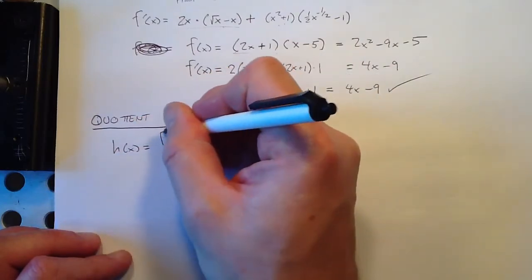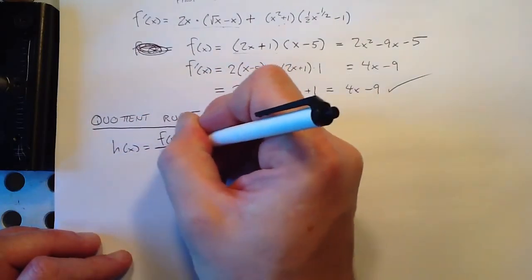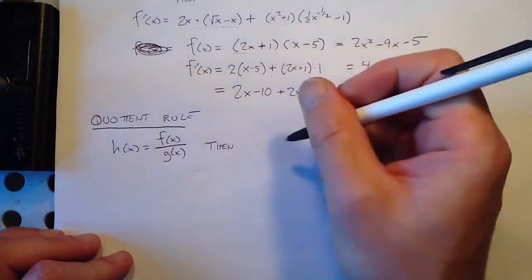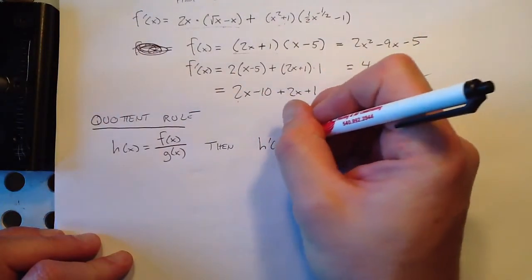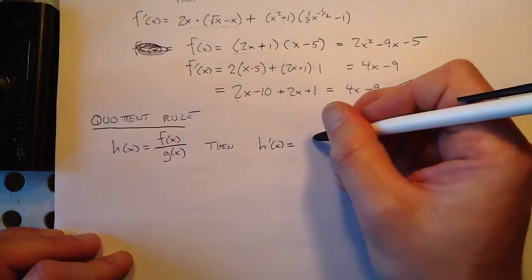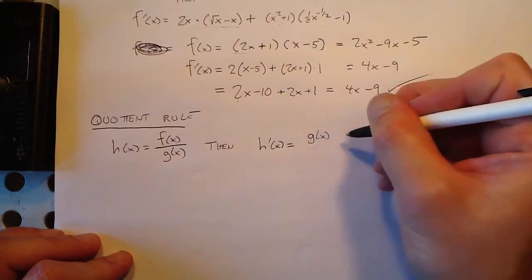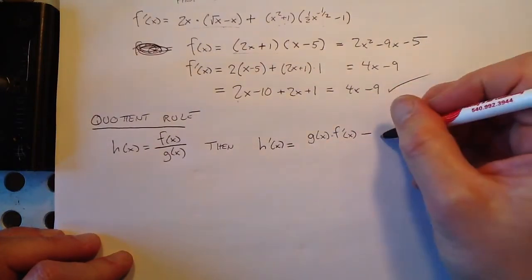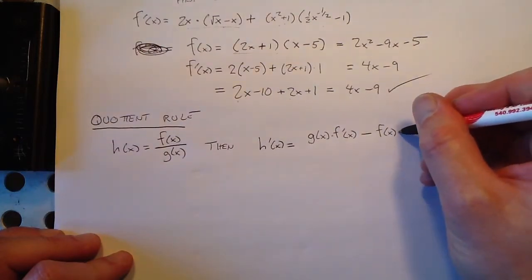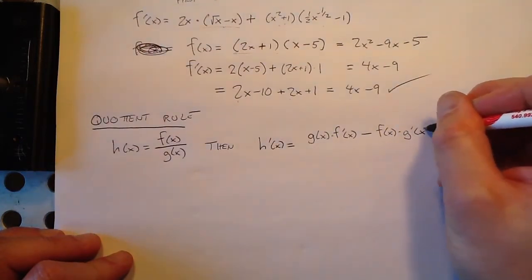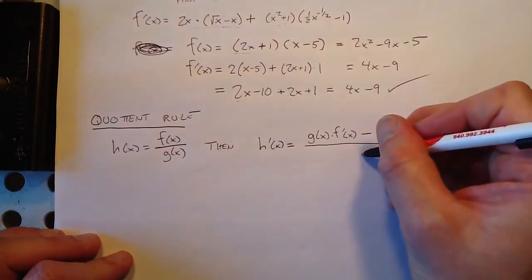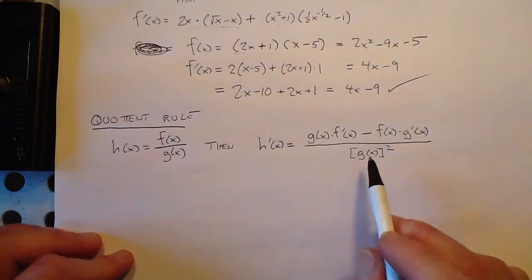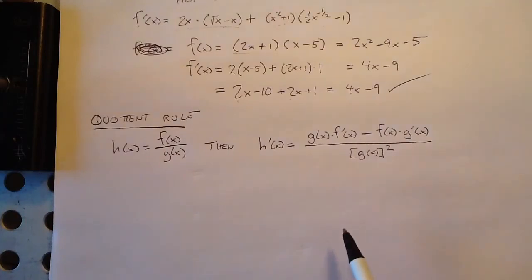So the quotient rule says this: if you have some function, I'm going to call it h of x again, that's equal to f of x over g of x, then the derivative, h prime of x, is equal to the function that's on the bottom times the derivative of the one that's on top, minus the one that's on top times the derivative of the one that's on the bottom, over the one that's on the bottom squared.